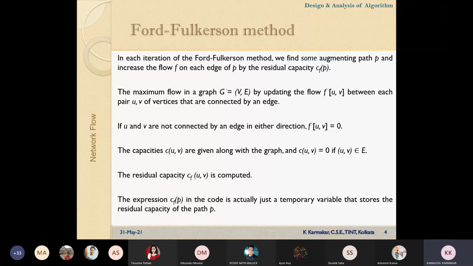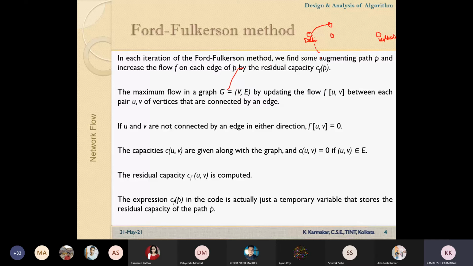Let's consider one application, like we have to transfer goods. Basically, in case of a transportation system, if we say that this is the location and this is Kolkata, we have multiple rail routes.